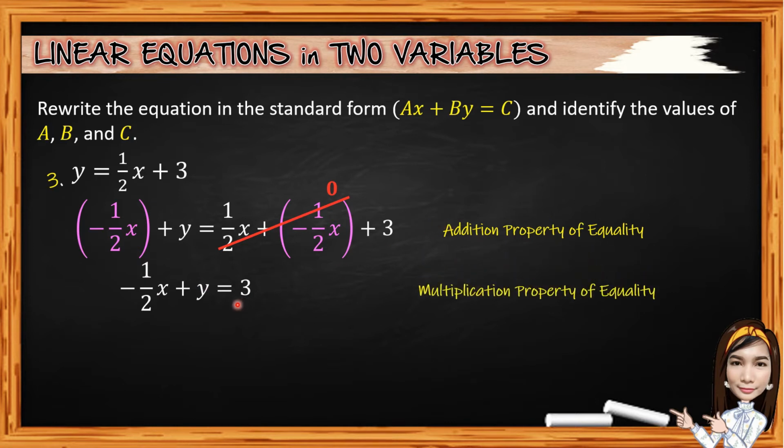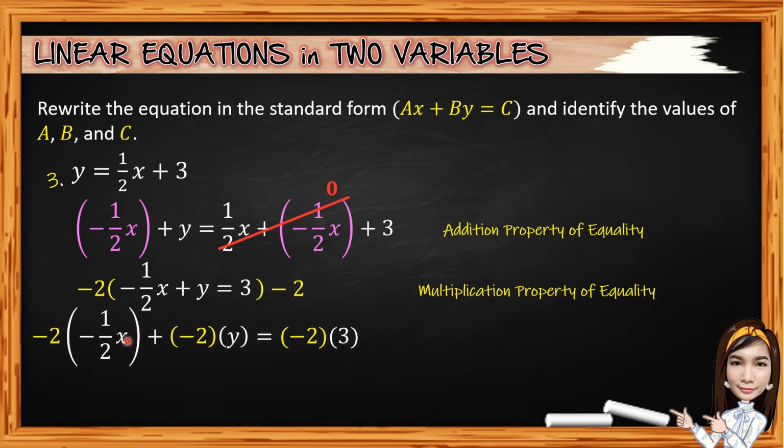Then, we're going to use multiplication property of equality. We are going to multiply both sides by negative 2 so that we can eliminate the denominator 2. So here, we're going to multiply each term by negative 2. So we have negative 2 times the quantity negative 1 over 2x plus negative 2 times y equals negative 2 times 3. Then simplify. Negative 2 divided by 2 is equal to negative 1. Then multiply the remainings. We have negative 1 times negative 1 is positive 1 times x, we have positive x. Then negative 2 times y is negative 2y equals negative 2 times 3 is negative 6.